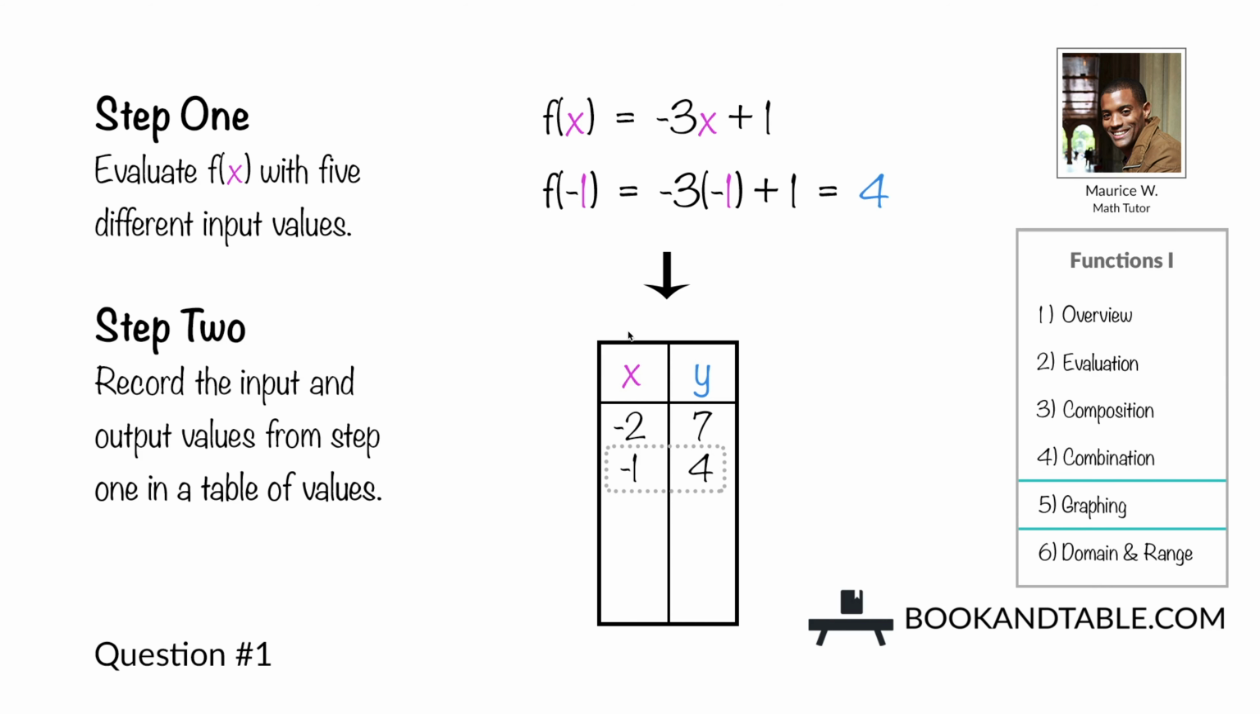And now we plug in negative 1 for x, showing us f of negative 1 is equal to negative 3 times negative 1, which is 3, plus 1 would give us positive 4. So the input is negative 1, and the output is 4. We now plug in 0 for x, showing us f of 0 is equal to negative 3 times 0, which is 0, plus 1 would give us 1. So the input value is 0, and the output value is positive 1.